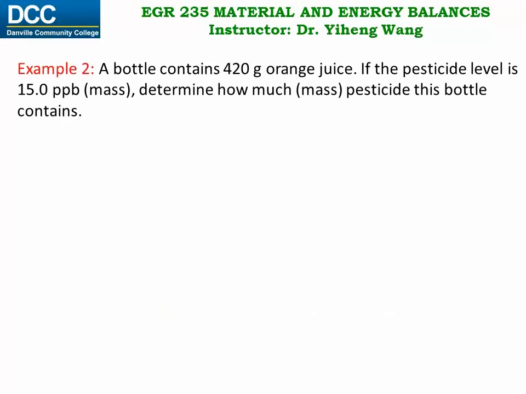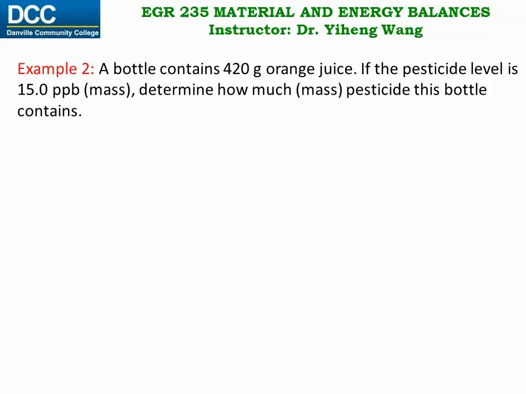Let's look at this example. We have 420 gram orange juice in a bottle, and if the pesticide level in this bottle is 15.0 ppb in mass, we need to determine the total mass of pesticide inside this bottle.